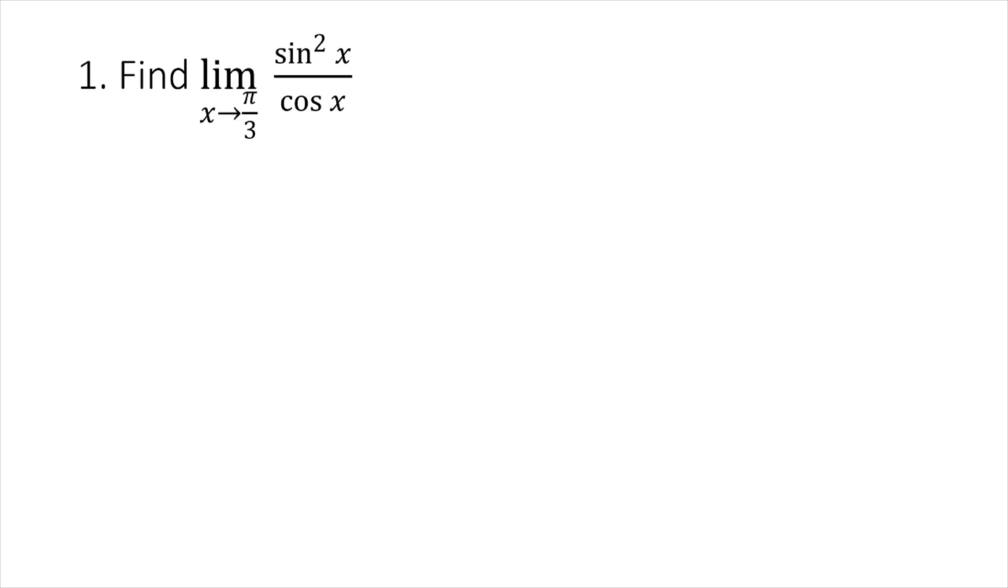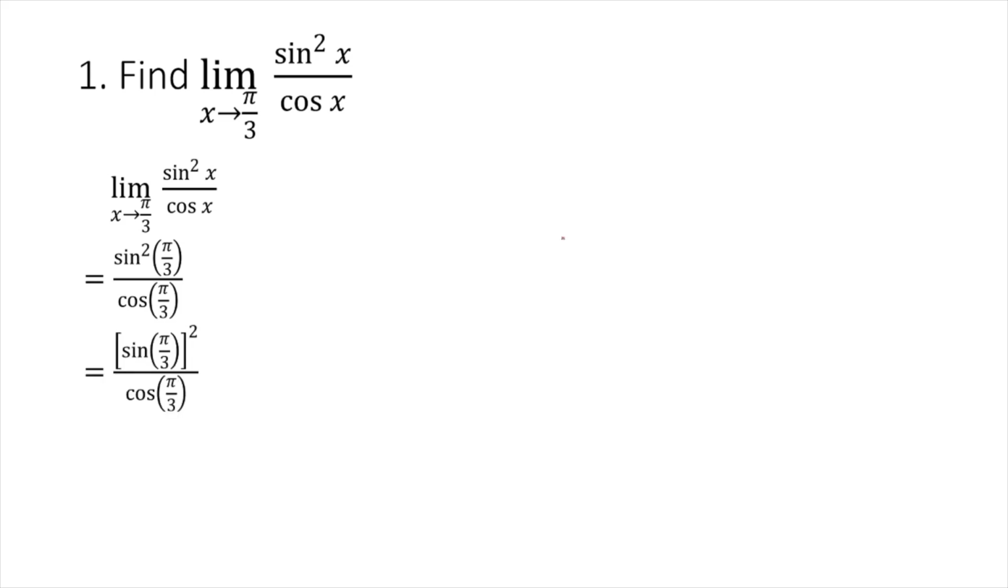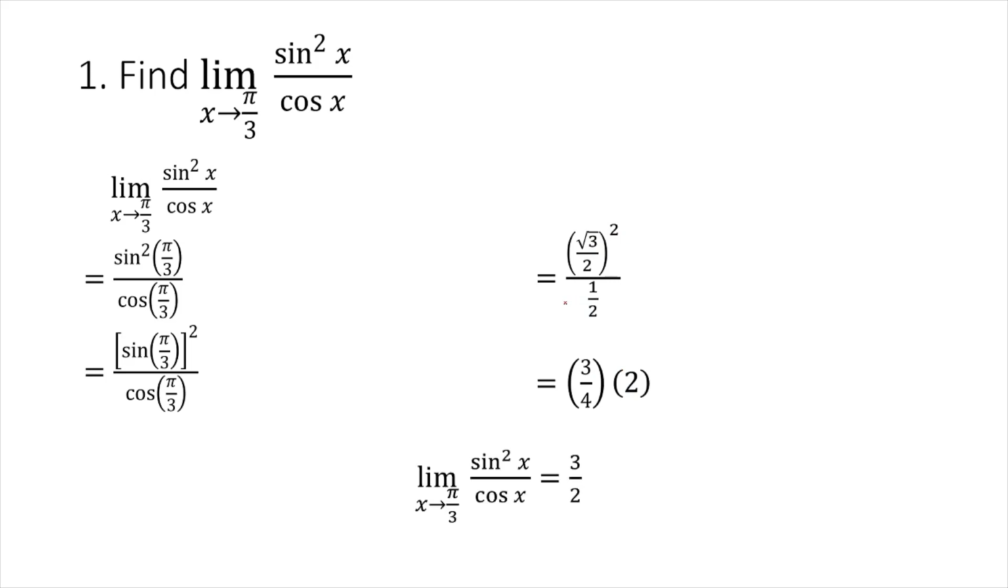First, we are asked to find the limit of sine squared x over cosine x as x approaches pi over 3. Again, this is the given. Let's try direct substitution. We have sine squared of pi over 3, which is equivalent to the square of sine of pi over 3. Let's plug in the values. Sine pi over 3 is square root of 3 over 2, and it's squared. And then cosine of pi over 3 is 1/2. Just simplify, then you get the value of the limit.